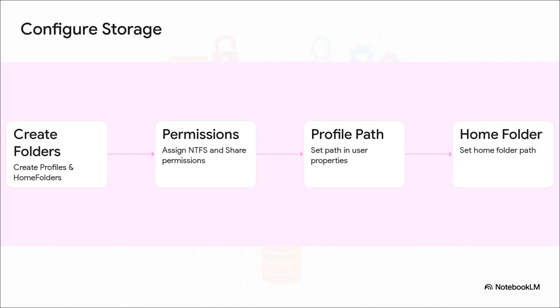To set this up, you just create dedicated shared folders on your server, like D drive profiles and D drive home folders. You assign strict NTFS and share permissions, so only the correct user can access their own data. Then, you open the user's properties in Active Directory and paste those network paths right in. To verify you've done it right, simply have the user log into a completely different PC and watch as all their familiar desktop icons and files magically appear.